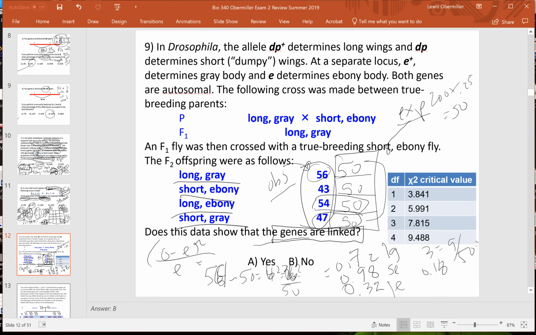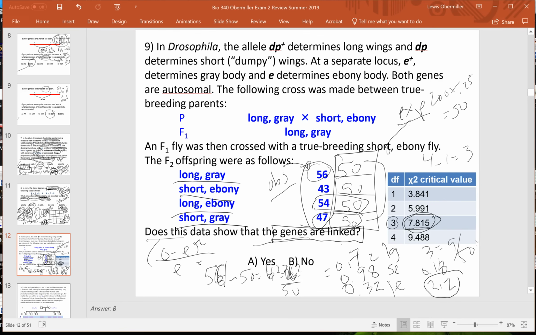So there's 4 outcomes. Our degrees of freedom are 3, right? 4 minus 1 equals 3. This is our critical value. We're looking for a number that's less than that tells us that they're not linked. Any number that's greater than that tells us they are linked. So we add them together, 0.18 plus 0.32 plus 0.98 plus 0.72, and I can already tell you that that value is 2.2. That number is smaller than this number.